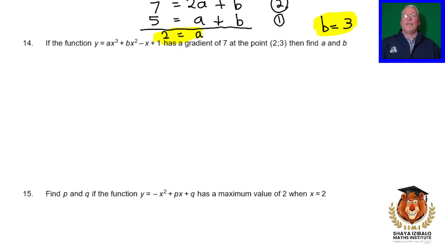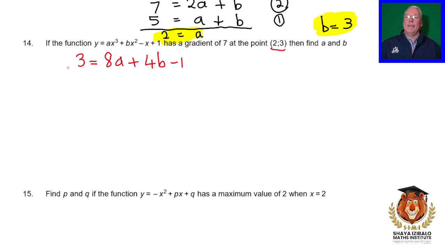Okay, so let's take a look at this one. Quite similar in that we know a point on the graph, so let's work with the point first. Let's just put that point into this equation. y is 3 when x is 2. 2 cubed is 8, so we get 8a. 2 squared is 4, so we're going to get 4b. Minus 2 plus 1, that's going to be minus 1.